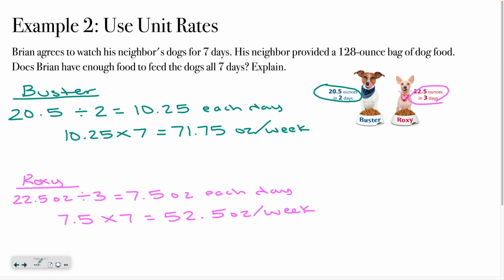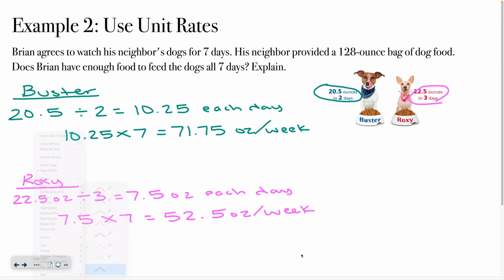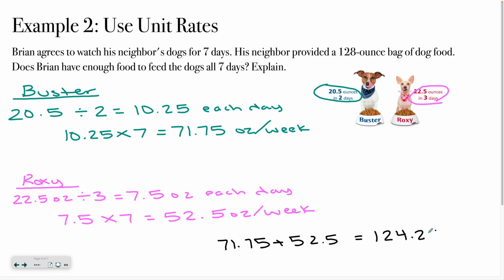Now to figure out, do I have enough food for both dogs? All I would do is add those two numbers together. I am going to take the 71.75 for Buster and add it to the 52.5 for Roxy. When I do that, I'm left with 124.25 ounces. So that's the total amount of food the two dogs need for 1 week.